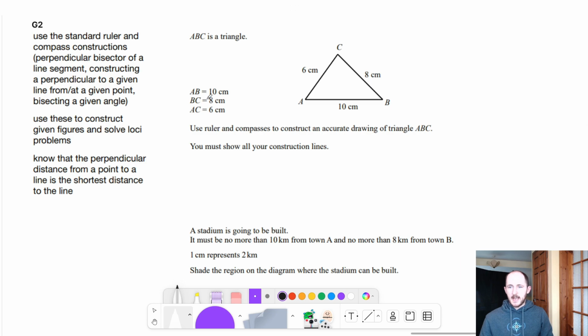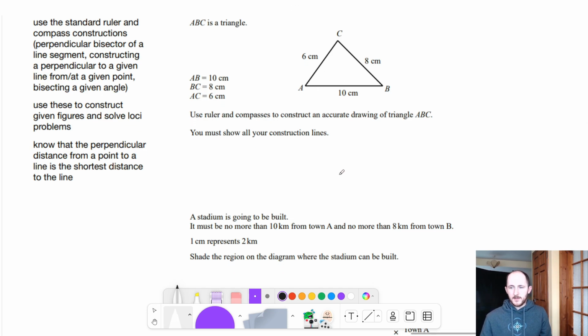to draw this exact shape, I'll draw the flat side 10 centimeters, okay? Then for your 6 centimeter length, you're going to get your compass and move it out to 6 centimeters wide and draw an arc going around like this. Then you move it to point B and make it 8 centimeters wide, draw a big arc. Where those 2 arcs cross is where you're going to draw the line in order to connect them.